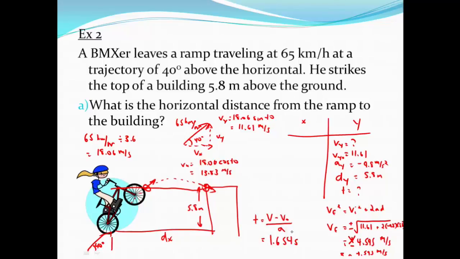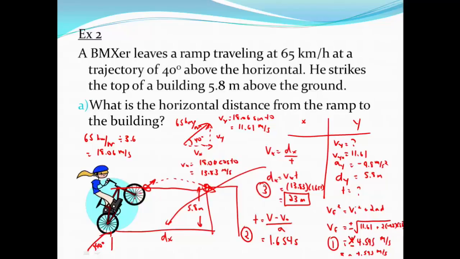And why did we need that? Because now we can find dx using Vx equals dx over t. Why can we use t? Remember, it's a scalar quantity. So dx equals Vx t, which is equal to 13.83 times 1.654, which gives you a final distance of 23 meters. So step 1 was down here, step 2 was there, and step 3 was there. And I think by this point in the lessons, you've realized that that's a pretty standard procedure in dealing with these two-dimensional projectiles.